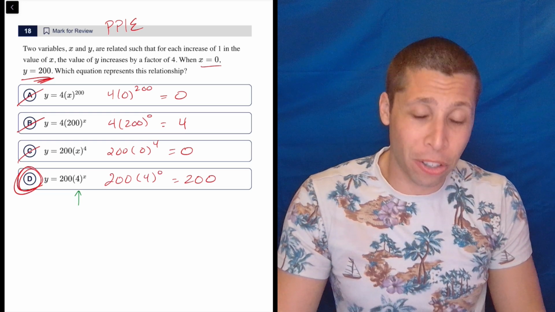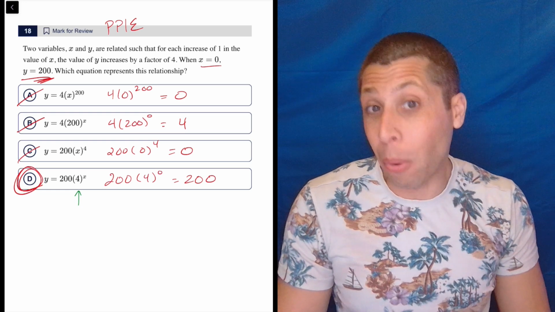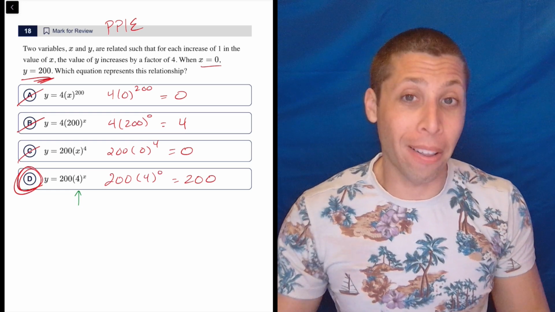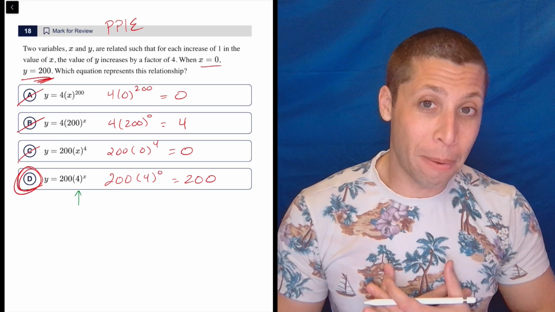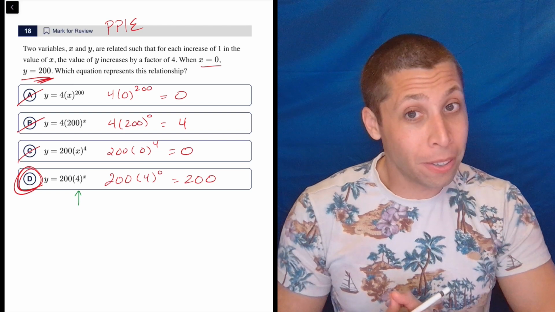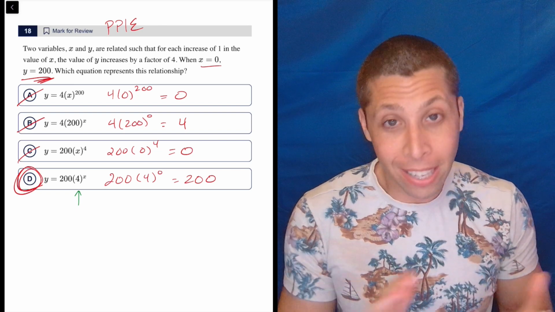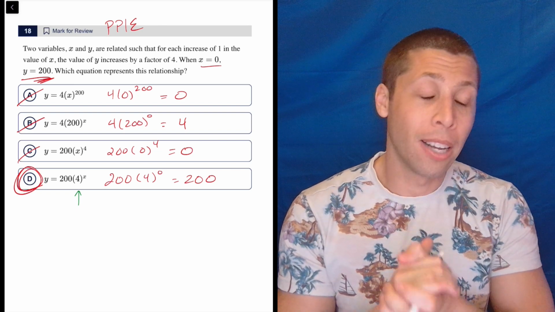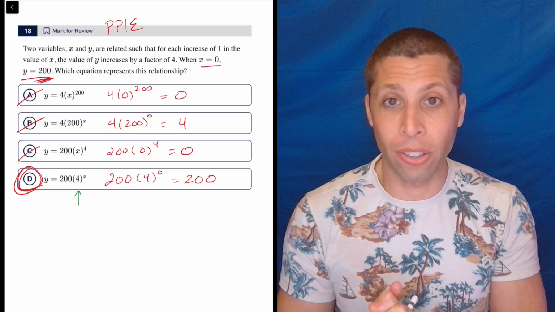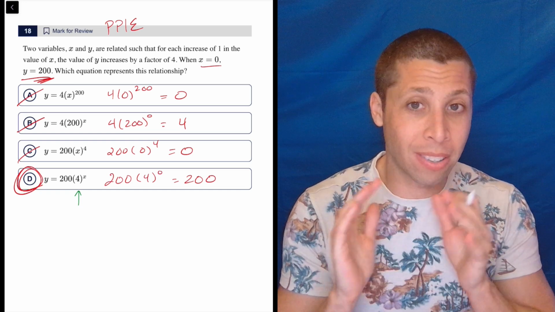There could easily be a version of this question where they leave out the point and they force us to just think about the factor thing. But if you get a point in an equation, plug it in. It's a simple way to look at every single SAT math question. If I have points in equations, that's what I'm doing.